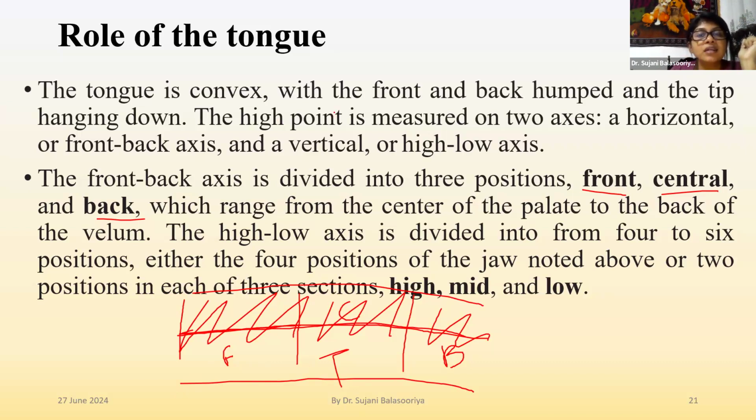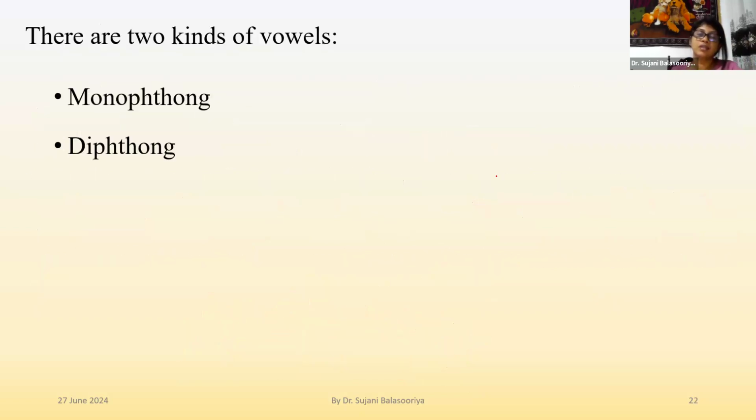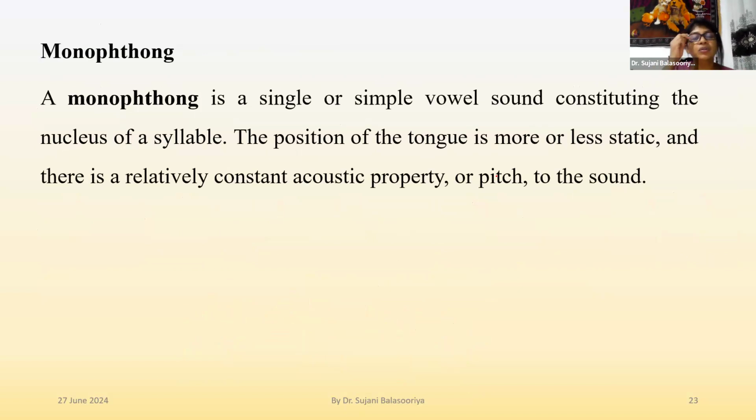So the position of the tongue, level of the tongue, part of the tongue, everything is very important when we try to identify the vowel sound productions. Talking about the vowels, there are 2 types. Hope you have some idea about these 2: monophthongs and diphthongs. Mono means 1, and thong stands for sound. So monophthong means 1 sound, a single vowel sound.